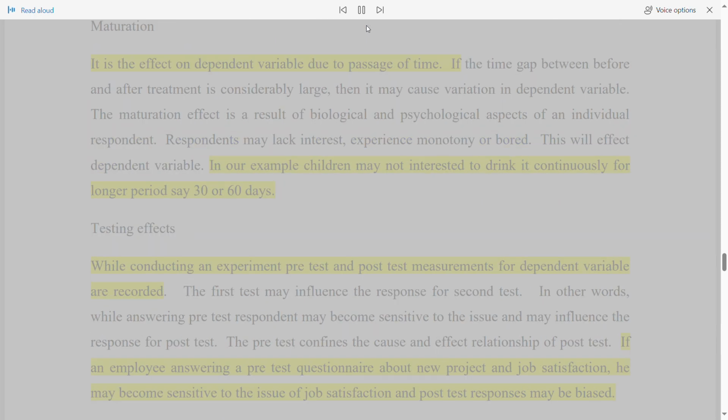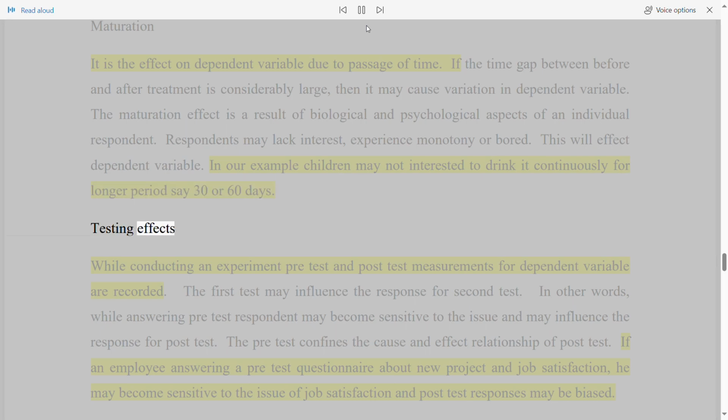Maturation. It is the effect on the dependent variable due to passage of time. If the time gap between before and after treatment is considerably large, then it may cause variation in the dependent variable. The maturation effect is a result of biological and psychological aspects of an individual respondent. Respondents may lack interest, experience monotony or be bored. This will affect the dependent variable. In our example, children may not be interested to drink it continuously for a longer period, say 30 or 60 days.